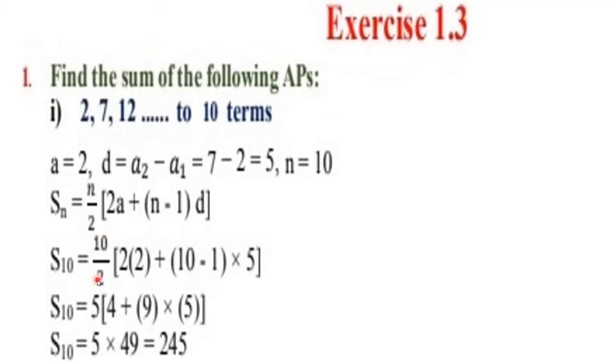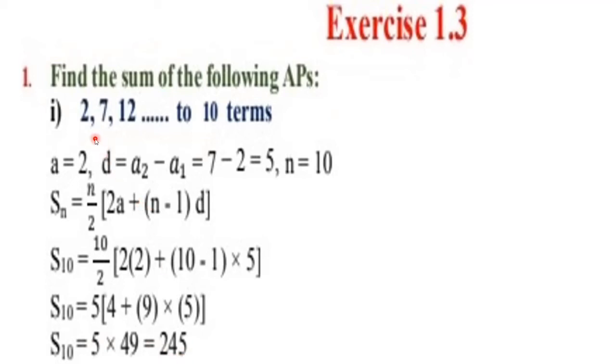10 by 2 is nothing but 5, since 2 fives are 10. Then 2 twos are 4 plus 10 minus 1 is 9, so 9 into 5. In the next step we multiply: 9 fives are 45. So 45 plus 4 will be 49. The term inside the bracket is simplified as 49. Then 5 into 49 is 245. The answer is 245. Understood, children?